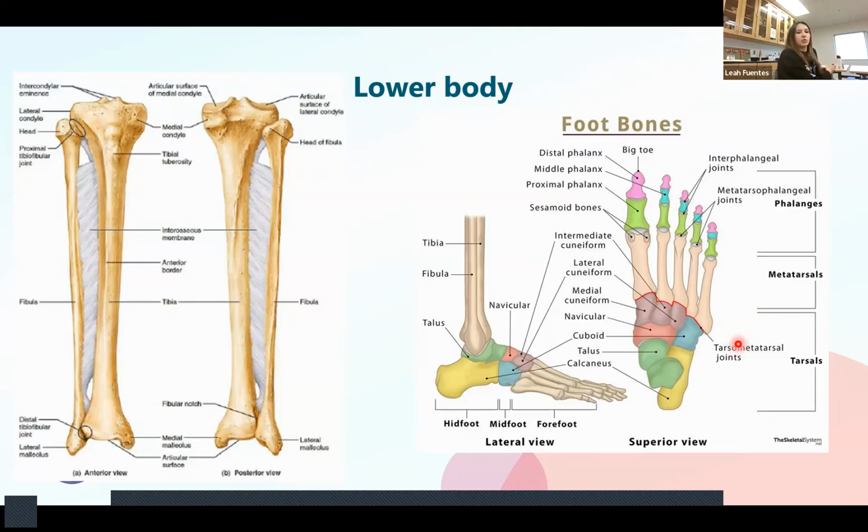Let's see, the tibia has a really rigid protrusion here. This is the tibial tuberosity. The tibia also has medial condyles and lateral condyles. The big thing to know with the tibia and fibula are the two malleoli. The tibia has a medial malleolus and the fibula has a lateral malleolus.